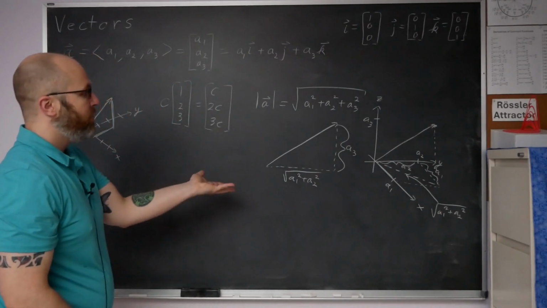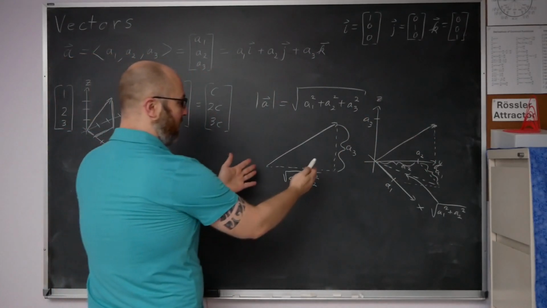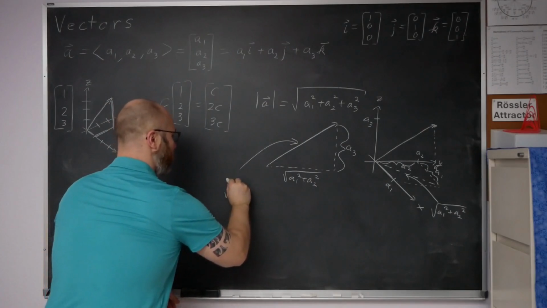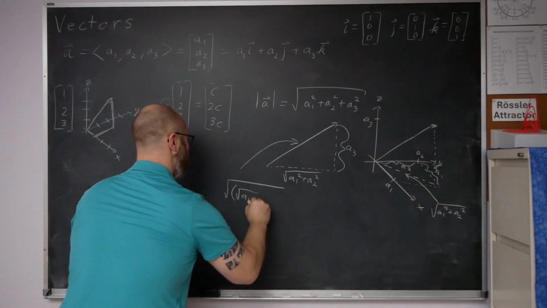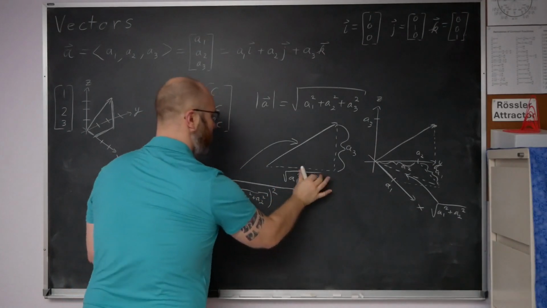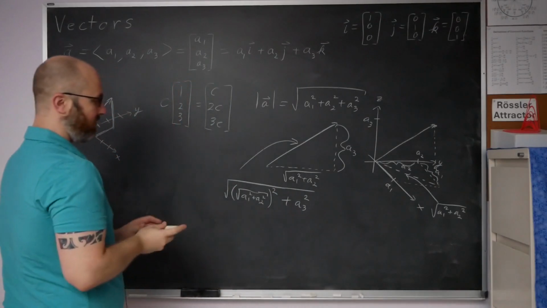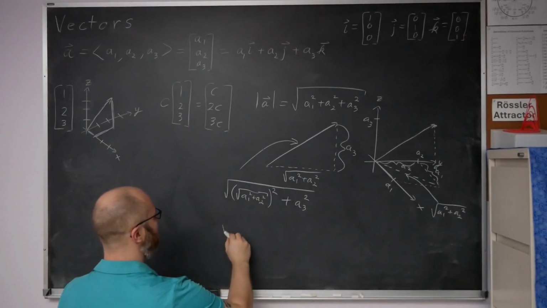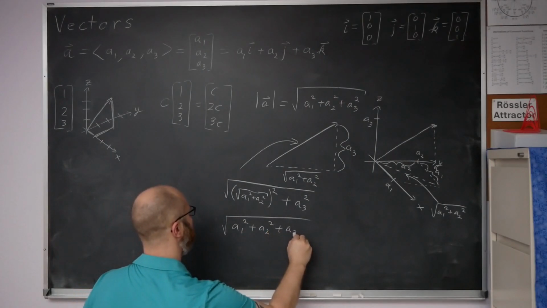And now I have another regular triangle again, not some rotated one in 3-dimensional space. I can calculate the magnitude of this side. So the magnitude of this side is the square root of A1 squared plus A2 squared, that's the entire length, plus A3 squared. But if I simplify that, if I square the square root, then they essentially cancel. So that's the same thing as A1 squared plus A2 squared plus A3 squared.